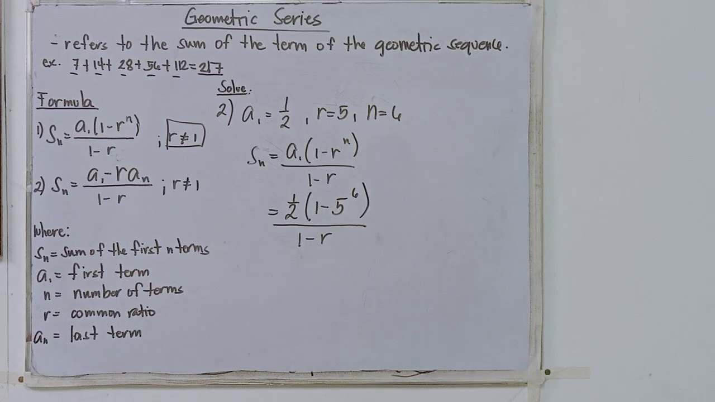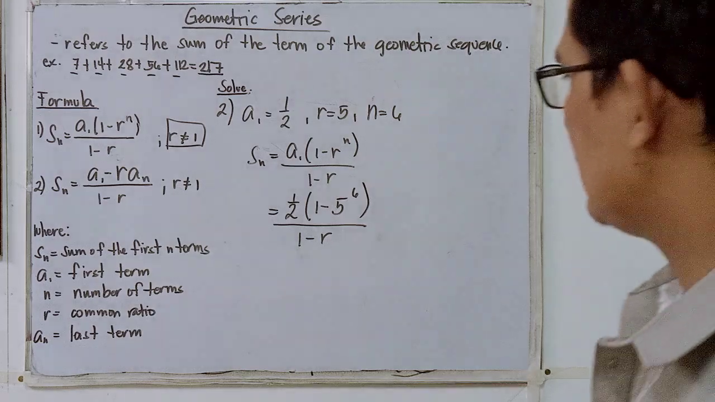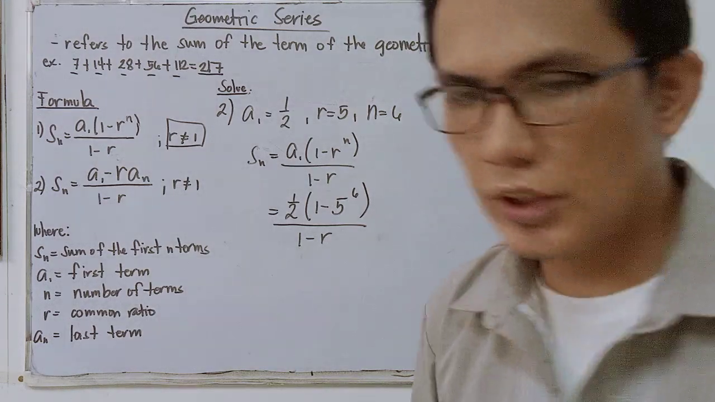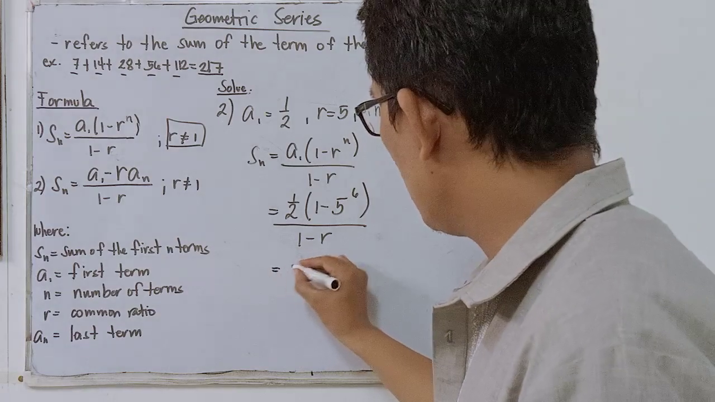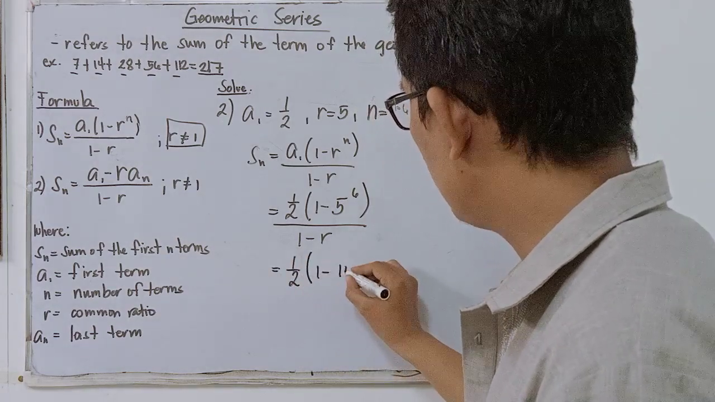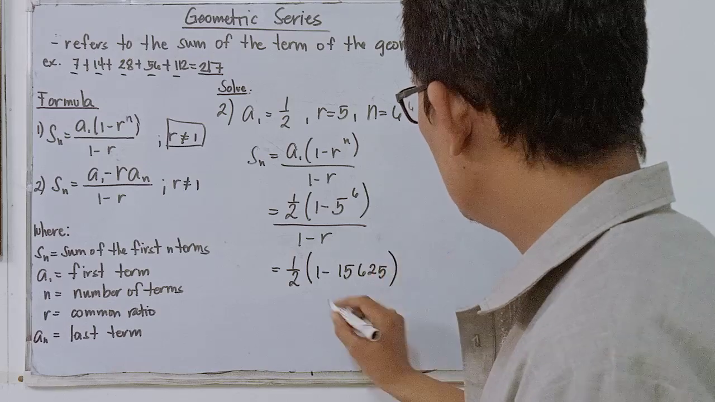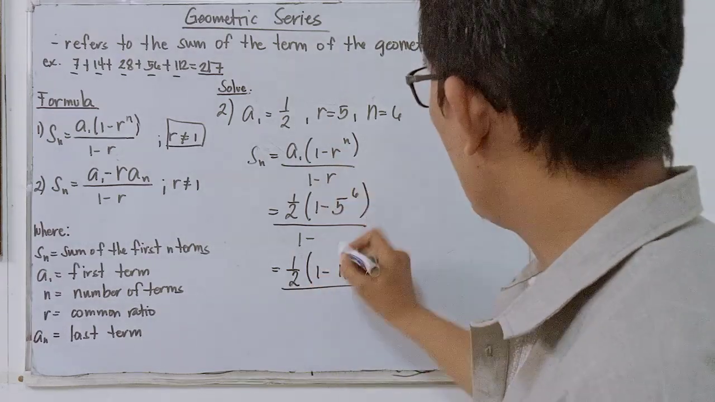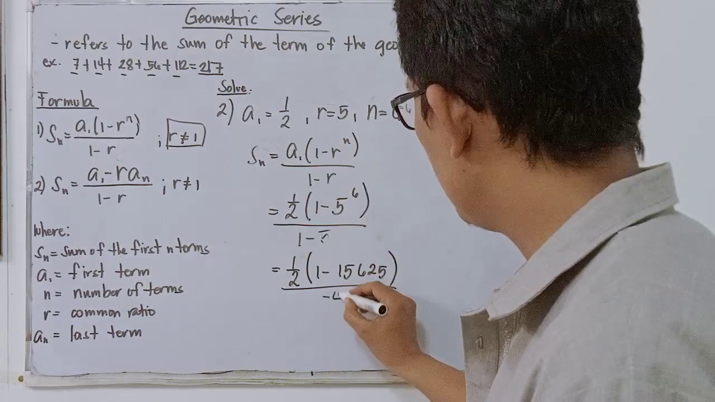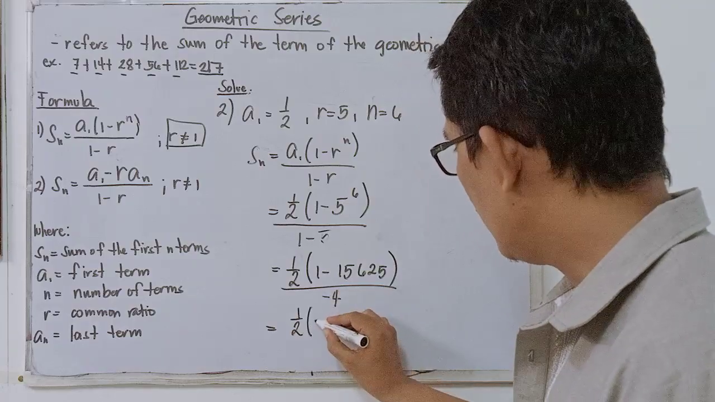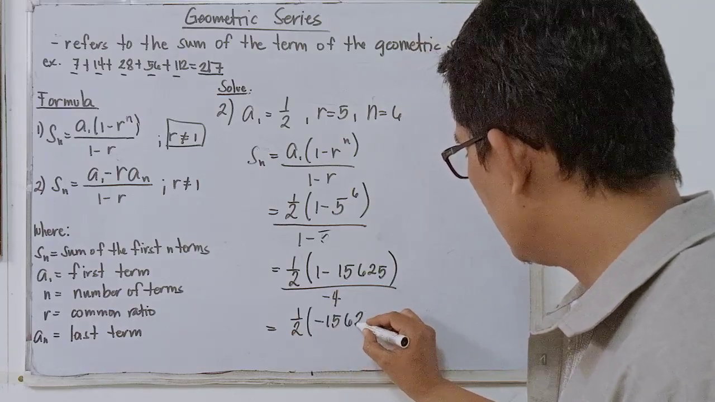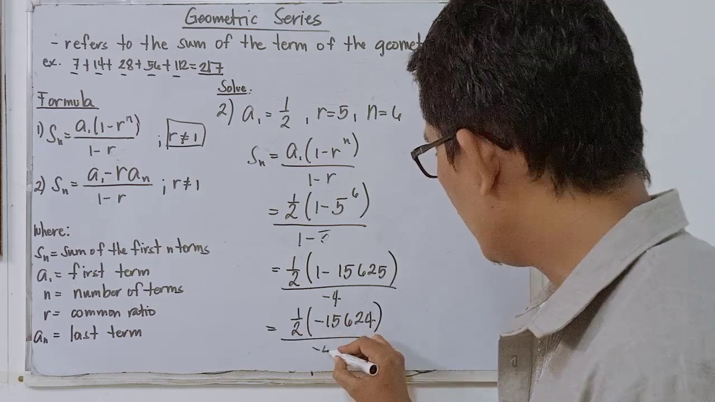Okay, so what is 5 raised to 6? Okay, 5 raised to 6 is 15,625. So let us double check. Okay, so we have 15,625. So this is equal to 1 half times 1 minus 15,625, all over our r, which is 5. So 1 minus 5 is negative 4. Then subtract this one. This is 1 half times negative 15,624 all over negative 4.